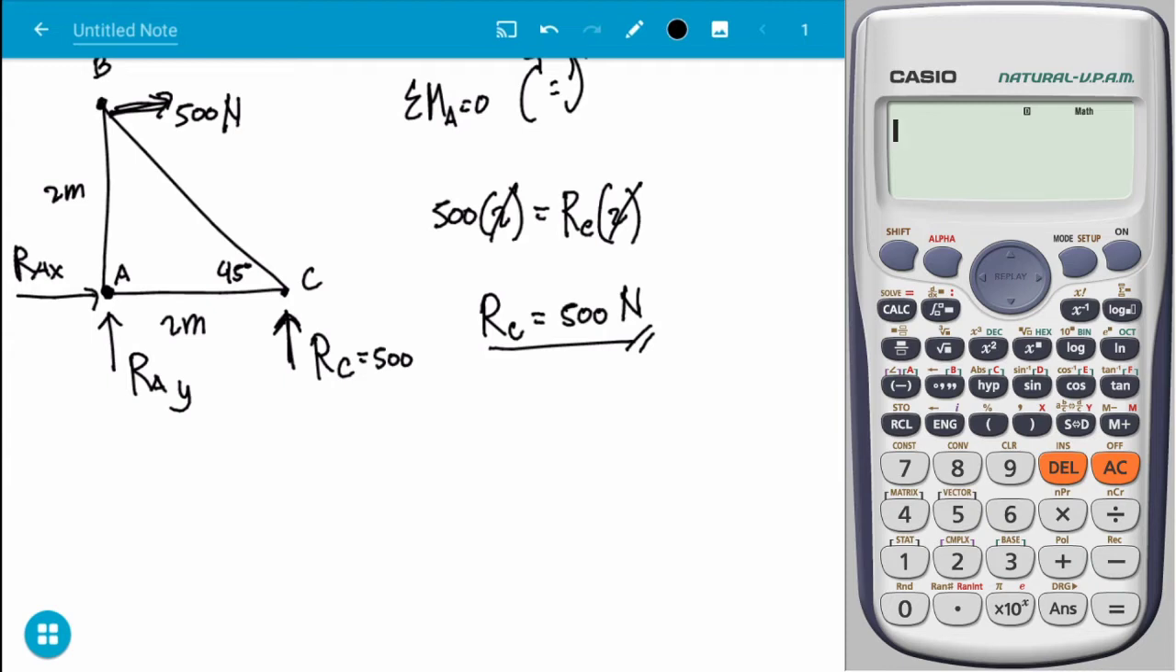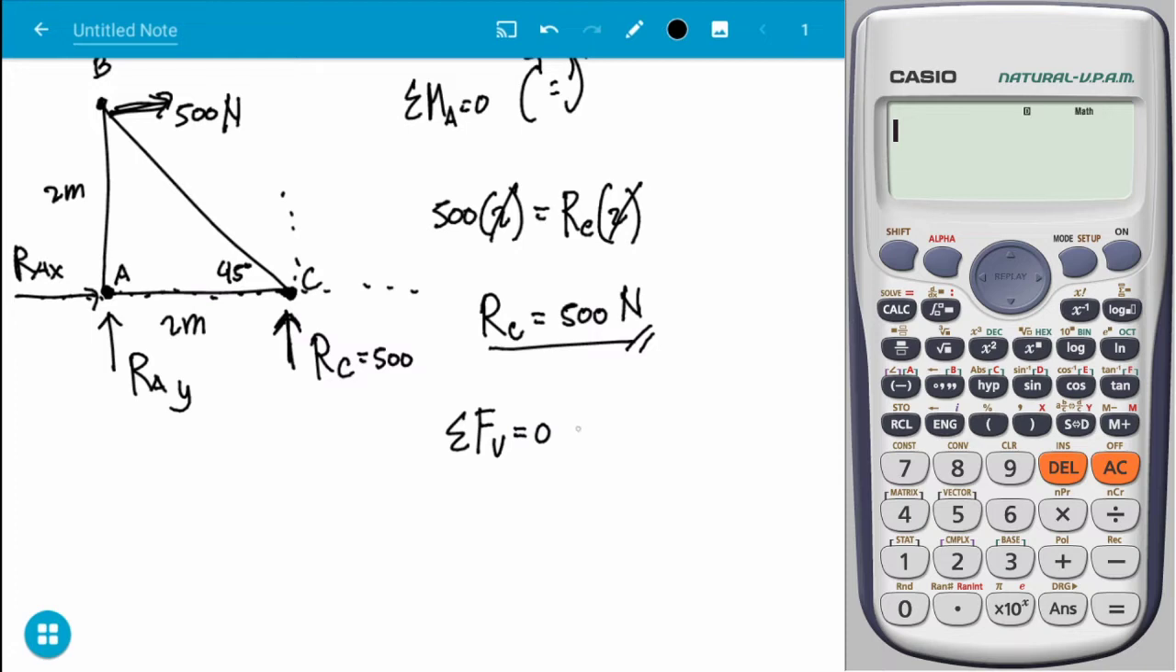So, notice na ang RAX, no? By principle of transmissibility, di ba? Pag ganyan. And then, ito din. So, they are actually intersecting sa point C. So, to solve for RAY, I can actually just sum up moments dito sa C. But, hindi yan yung gagawin ko. Ang gagawin ko, guys, is I will just sum up forces vertical that is equal to 0.